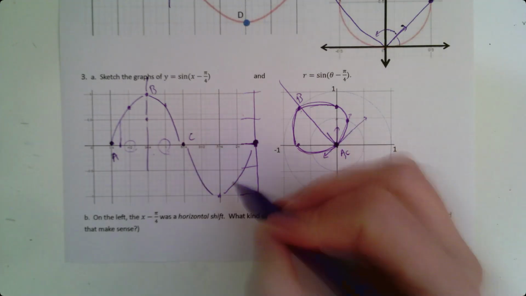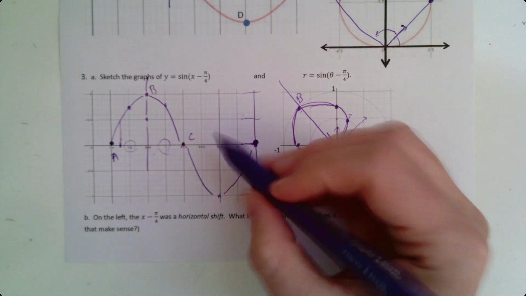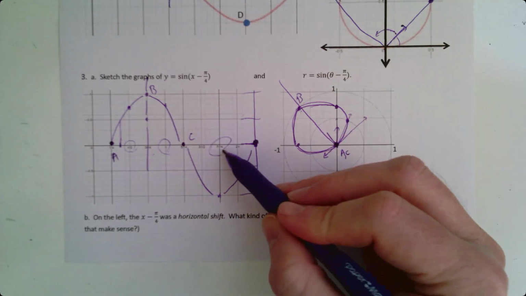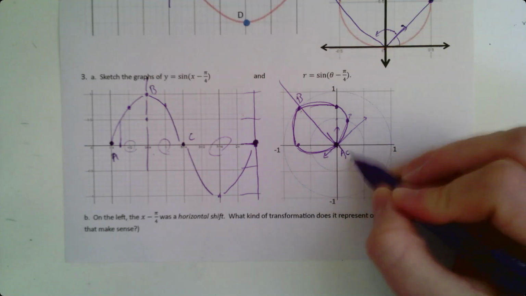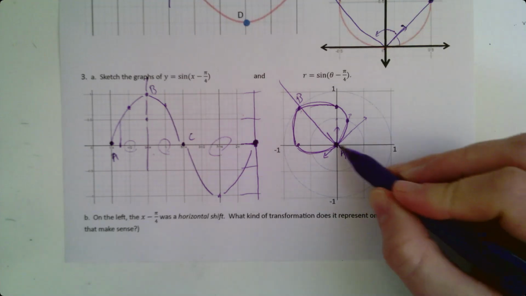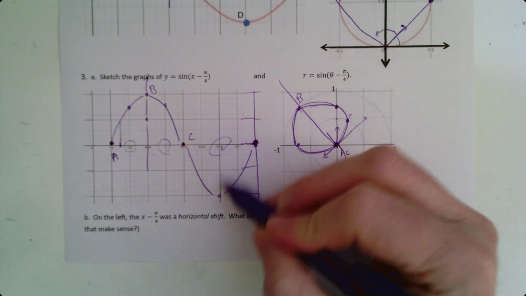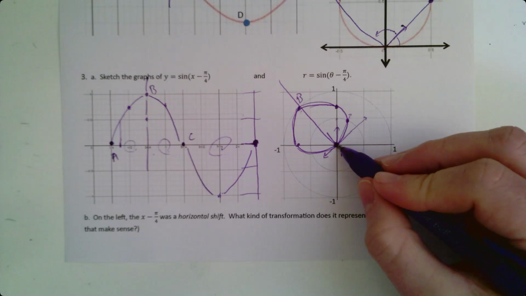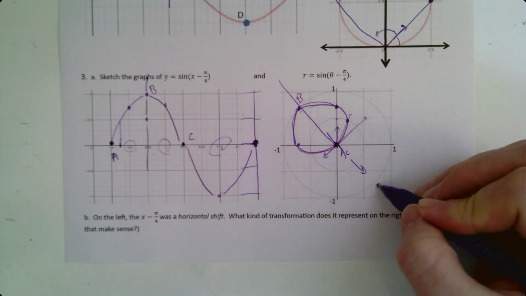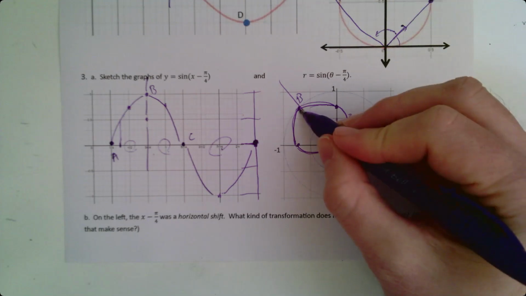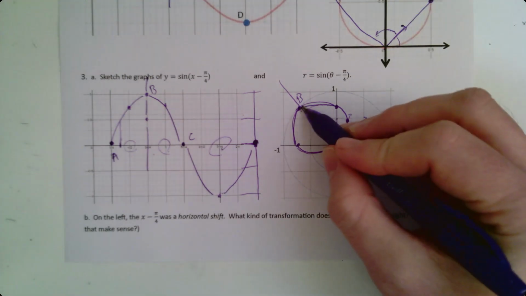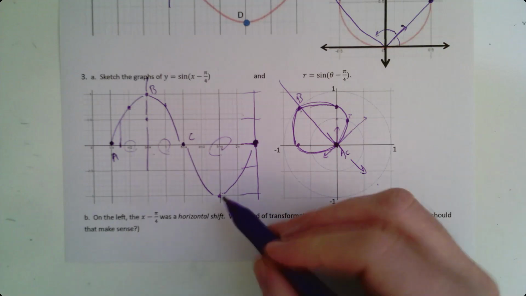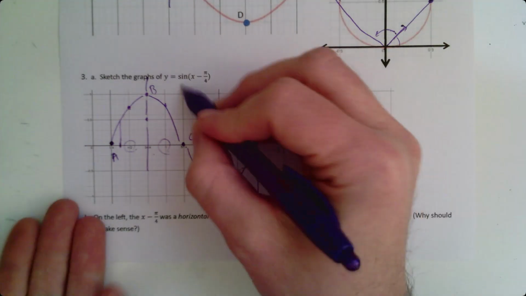What about this lower section? Let's just choose one easy to check point. 7 pi over 4 is facing this direction. But when I'm facing this direction, my r value is -1. So I don't actually move 1 in this direction. I move 1 in the opposite direction. So this point ends up plotting right here at B.